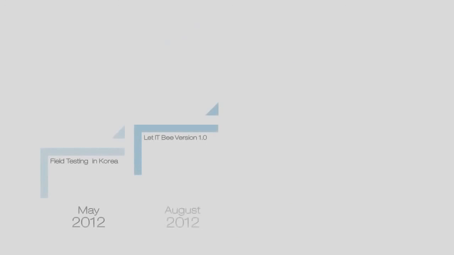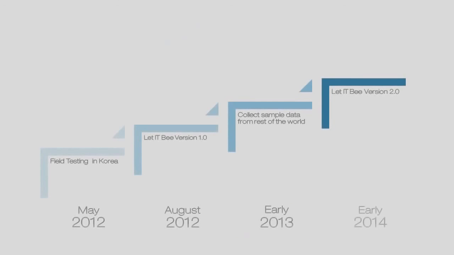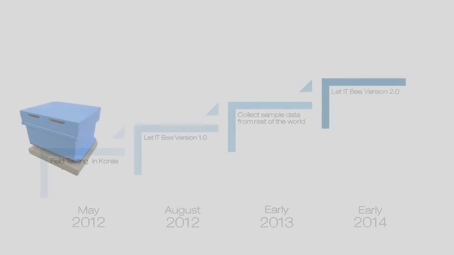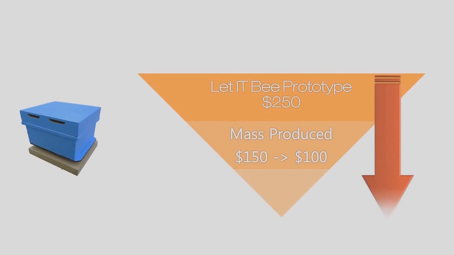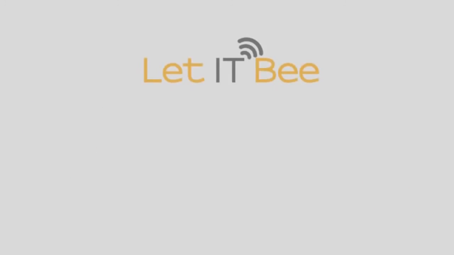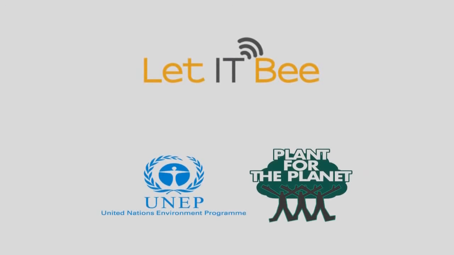Now we have just done a field test in Korea, but we will collect sample data from the rest of the world and upgrade our solution. The Let It Be prototype costs $250, but it's possible to provide it at low cost. And we have a plan to partner with UNEP, so it will help to create a nectar source around the Let It Be user.